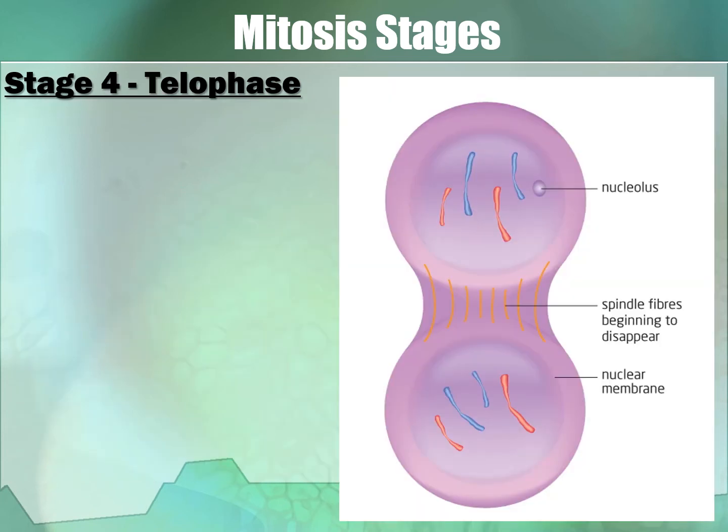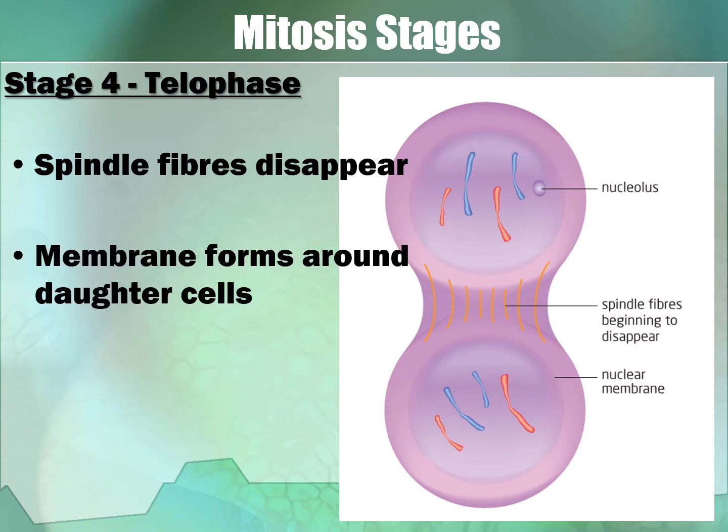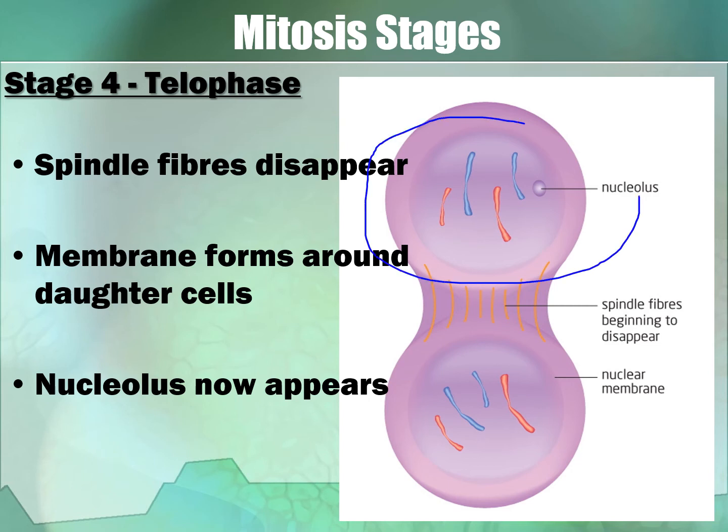And that's what's happening in telophase here, our last phase. The spindle fibers are gone. You can see they've vanished. The membrane forms around our daughter cells. There's our membrane right there. And the nucleolus has now appeared. There's a nucleolus right there. Not sure why there isn't one here yet, but there will be one soon. So those are your 4 stages of mitosis.